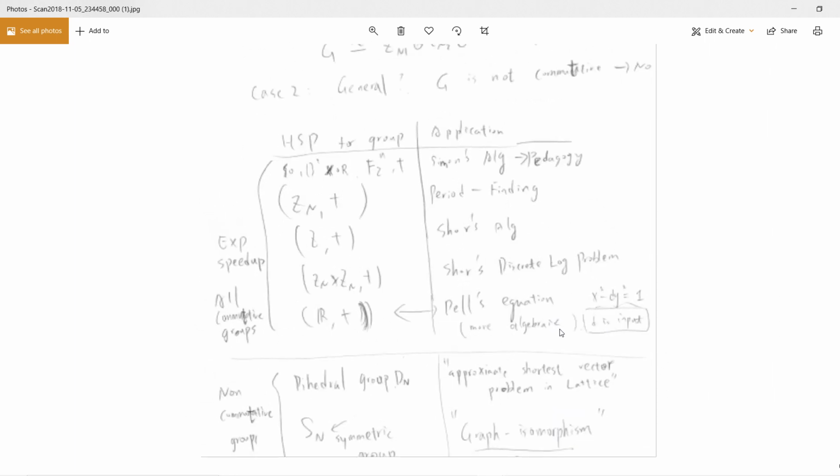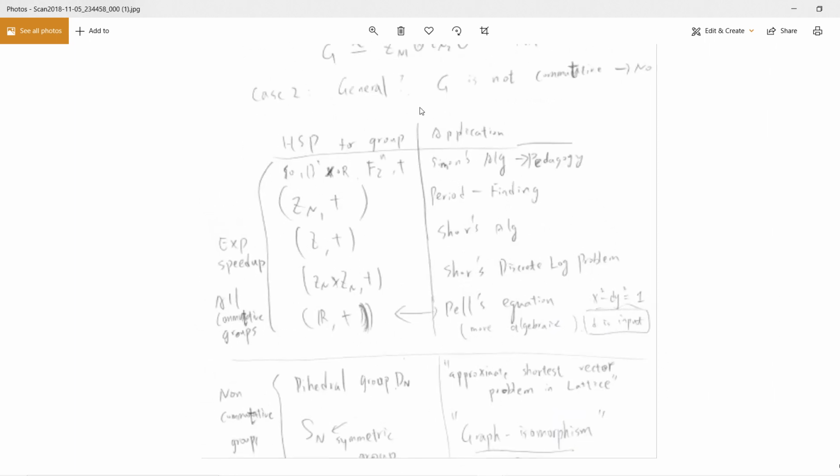Also, two famous ones: if you consider your group to be the dihedral group, which is a non-abelian group, then this corresponds to the approximate shortest vector problem in lattices. Probably the most famous one is that since there's Cayley's theorem, any group can be viewed as a subgroup of a symmetric group, with permutations of n letters. So if we consider the group G to be Sn, the symmetric group, permutations of n letters, then this corresponds to graph isomorphism.